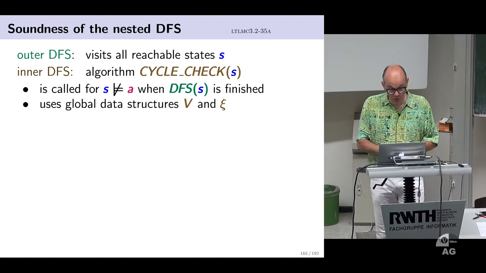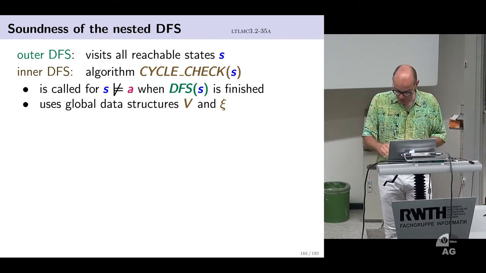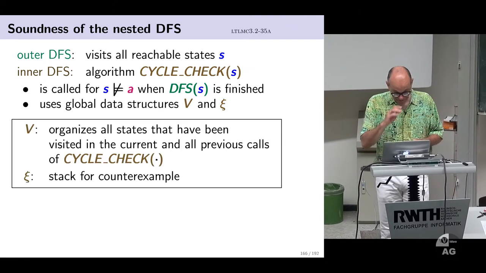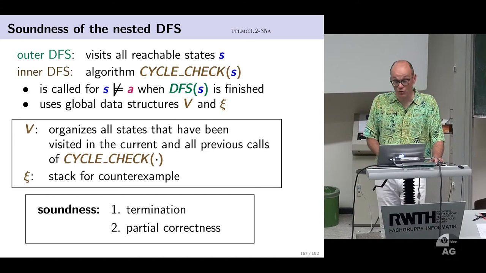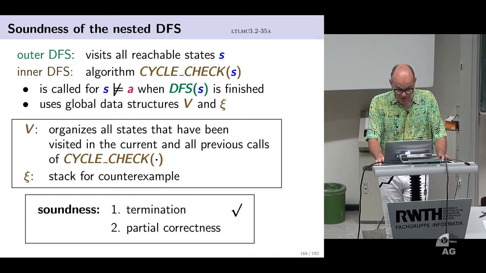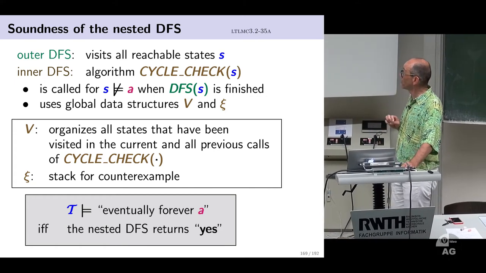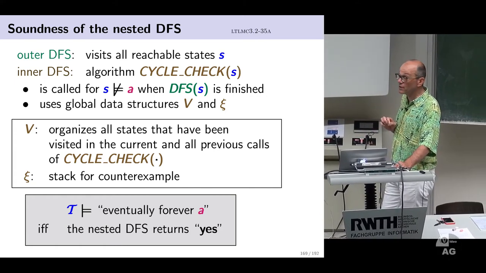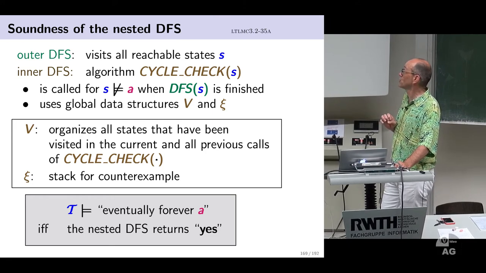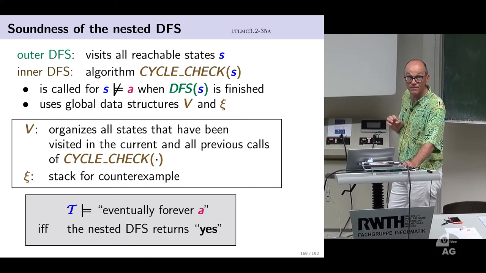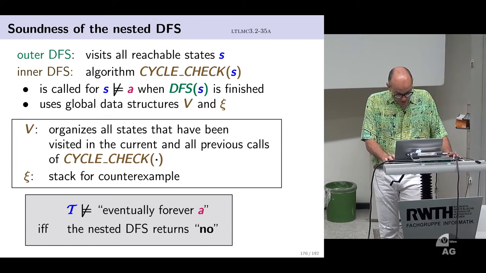Good. And we have those global data structures V. V was the dashed area, Xi is the stack of the innermost depth first search. Good. So termination is not so difficult to prove, but the correctness or the partial correctness is the key point. Good. So what do we need to prove? The correctness is given as follows. T satisfies eventually forever A if and only if the nested depth first search returns yes. That's the correctness criterion.